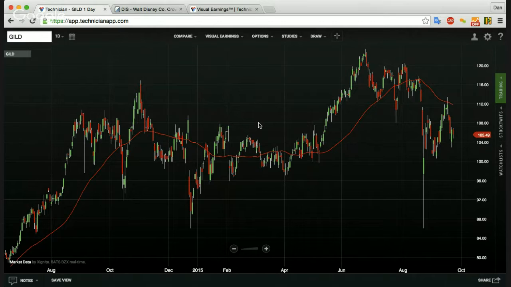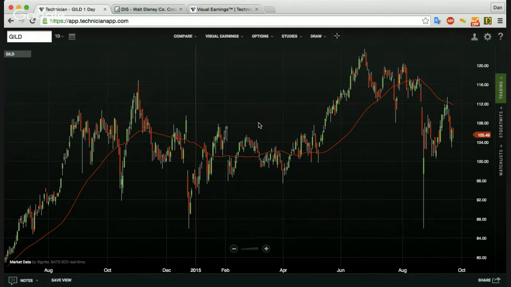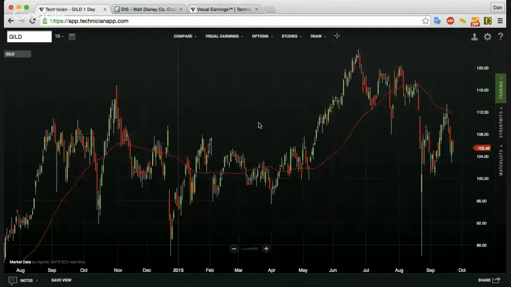And then we'll come back into Technician and actually see that same data in Visual Earnings and go through a few examples. And Lee is going to be generous enough to show off some of those trends and things that he was just chatting about before. So here we have Technician.